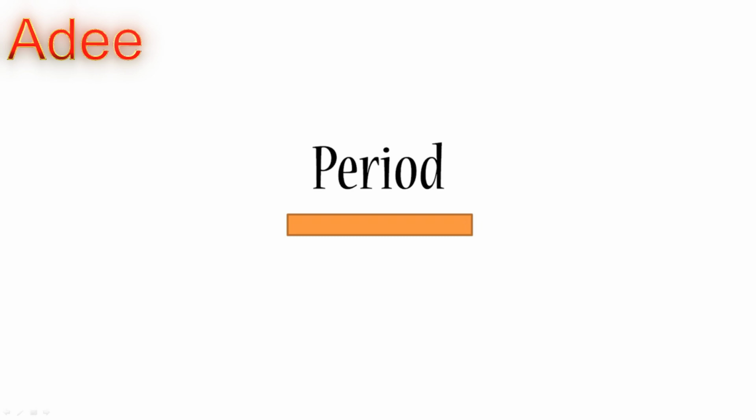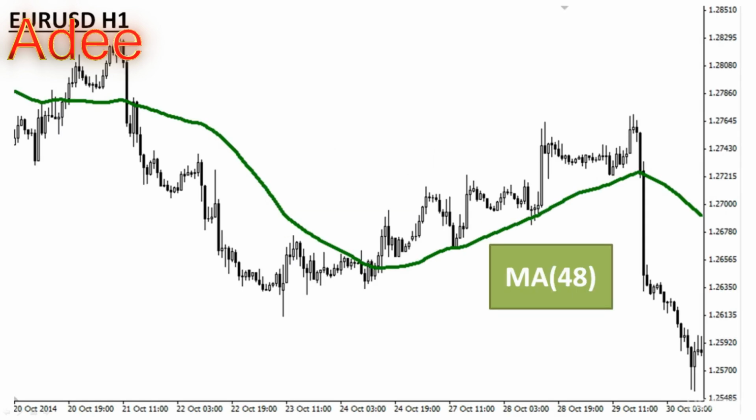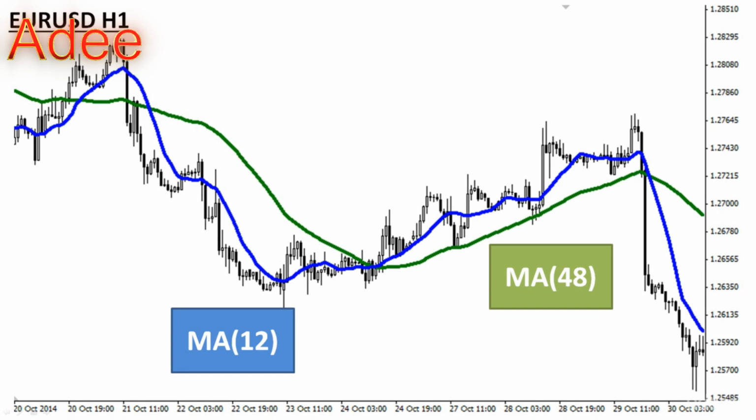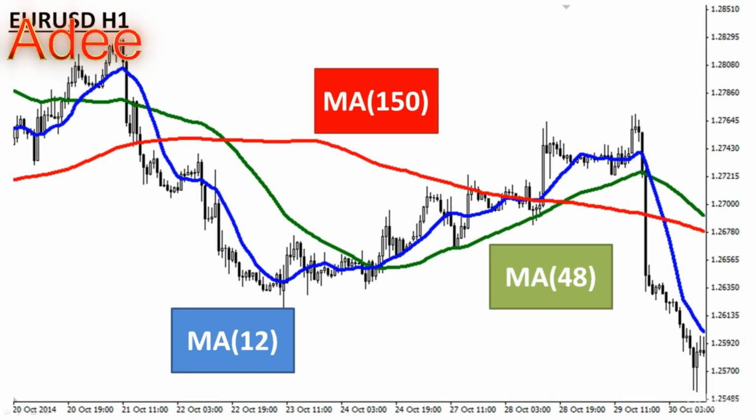Let's have a look at the chart again. So this is the moving average with a period of 48. If you plot the moving average with a period of 12, that's how it will look. And if you plot a moving average with a period of 150, that's how it will look. So as you can see, all of them are very different, and they can give you different insights into the market and actually different recommendations for what you have to do. So it's up to you as the trader to pick the right moving average for your currency pair, for your time frame, and for your particular situation.